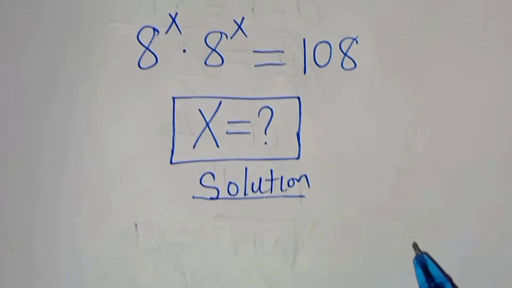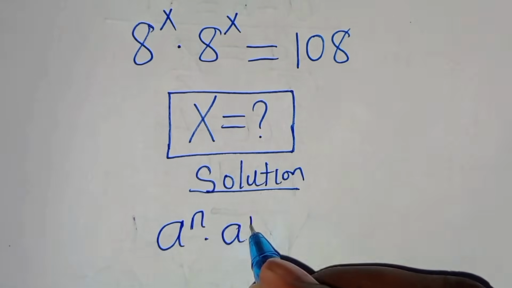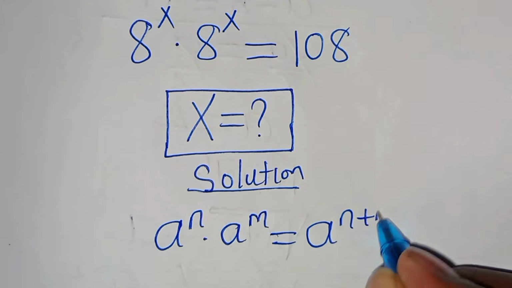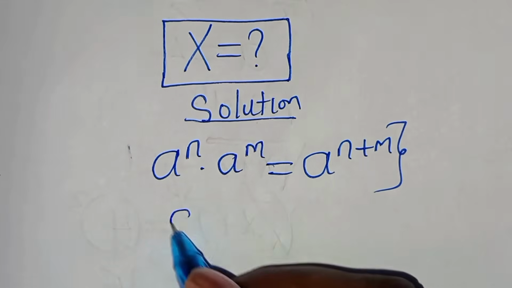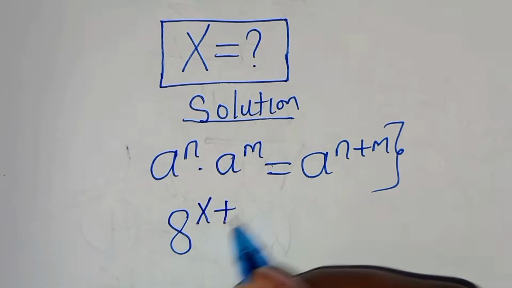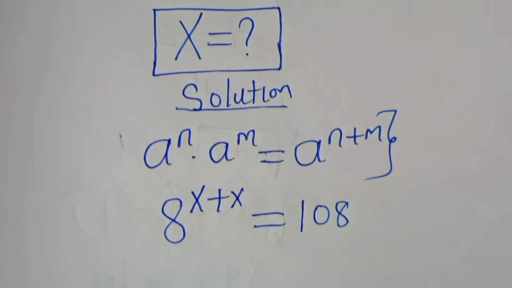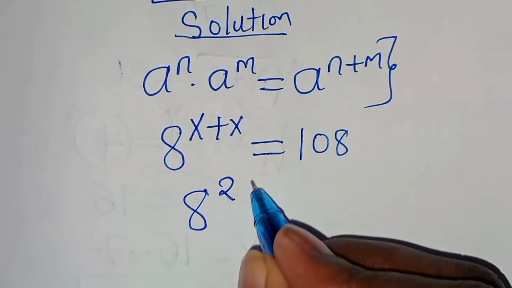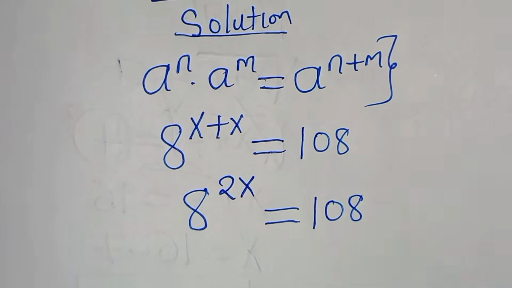This exponential equation is of the form a to the power of n times a to the power of m, which we can express as a to the power of n plus m. Applying this exponent property, we have 8 to the power of x plus x. This is equal to 108. So this is 8 to the power of 2x. This is equal to 108.